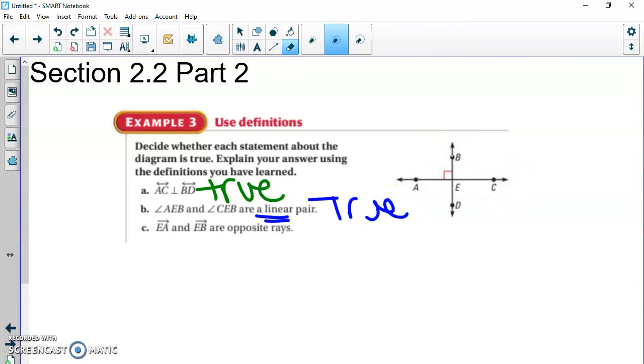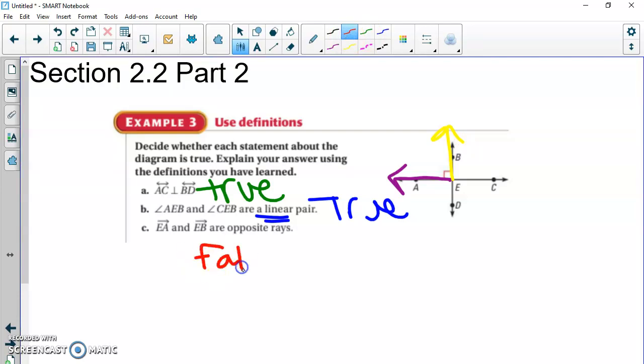And the last one, ray EA. Ray EA starts here and goes that way, is opposite to ray EB. That one is false. Opposite rays, we would need to be ray EC like this here, because they have the same endpoint and they're along the same line, but they gave us EA and EB, so that one is false.